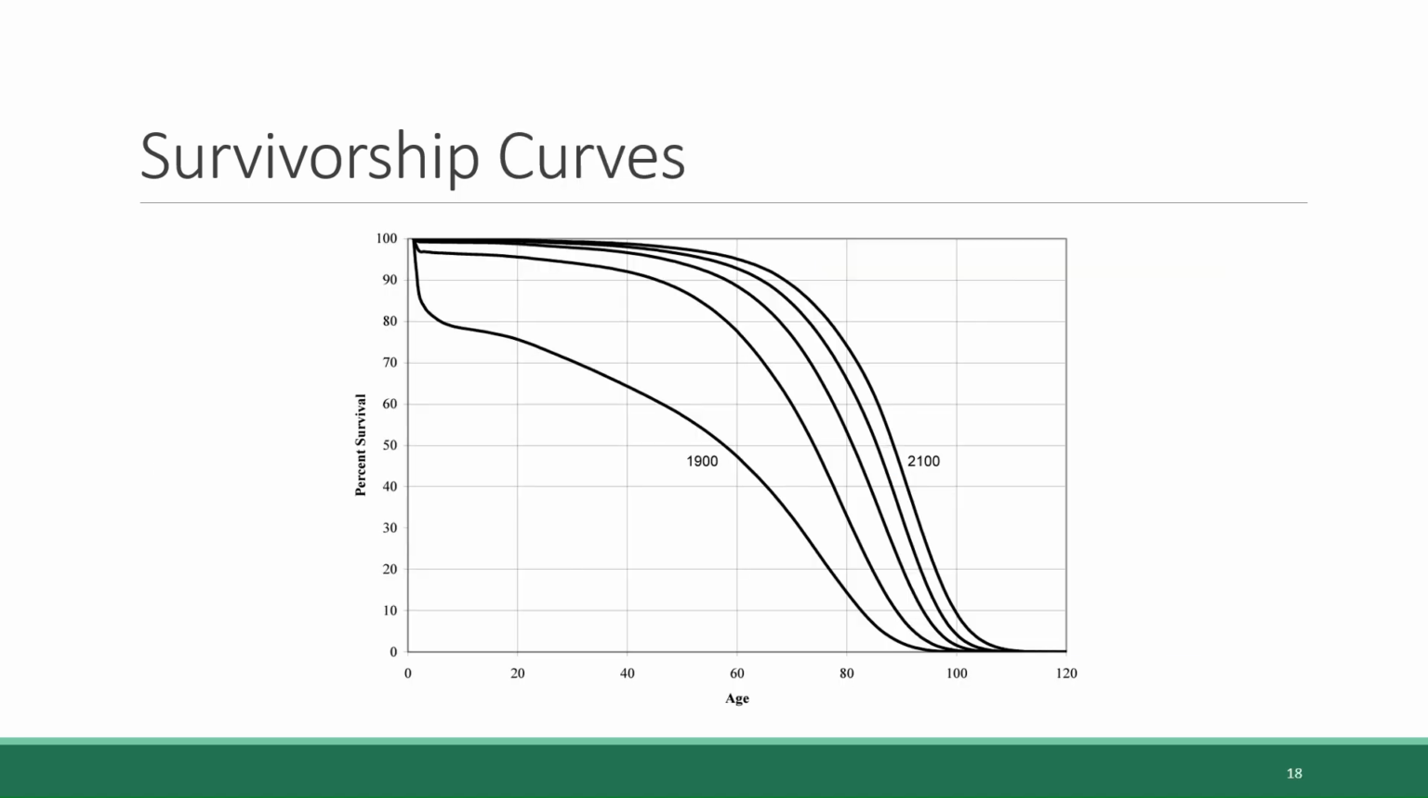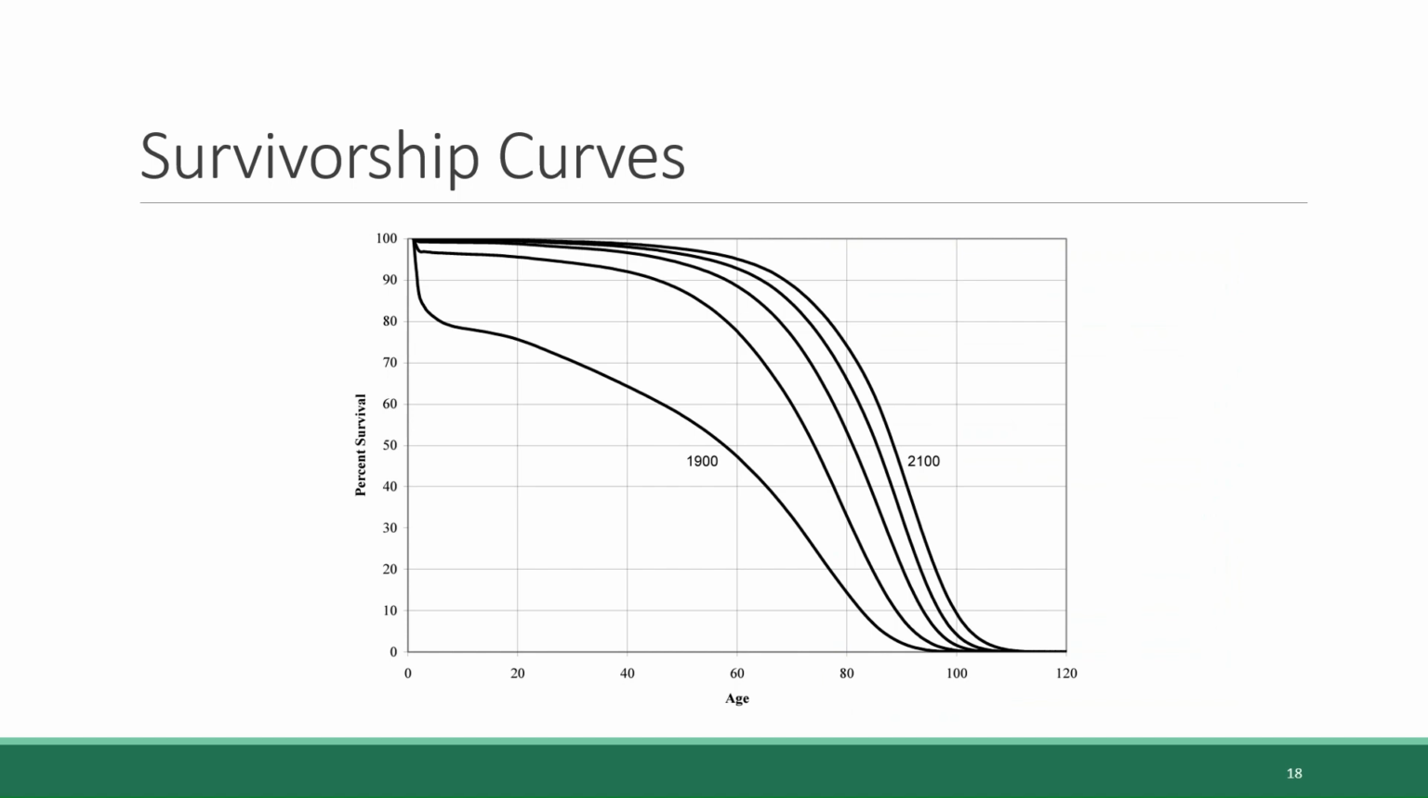This information can also be presented in a graph rather than a table, and when this is the case, it's called a survivorship curve. The survivorship curve you see here is for the US population in different years. The percent survival is shown on the vertical y axis, and age is shown on the horizontal x axis. The leftmost line represents survivorship data from the year 1900. The one to the right of that is for the year 1950, then 2000, and then the last two lines are predictions about the years 2050 and 2100.